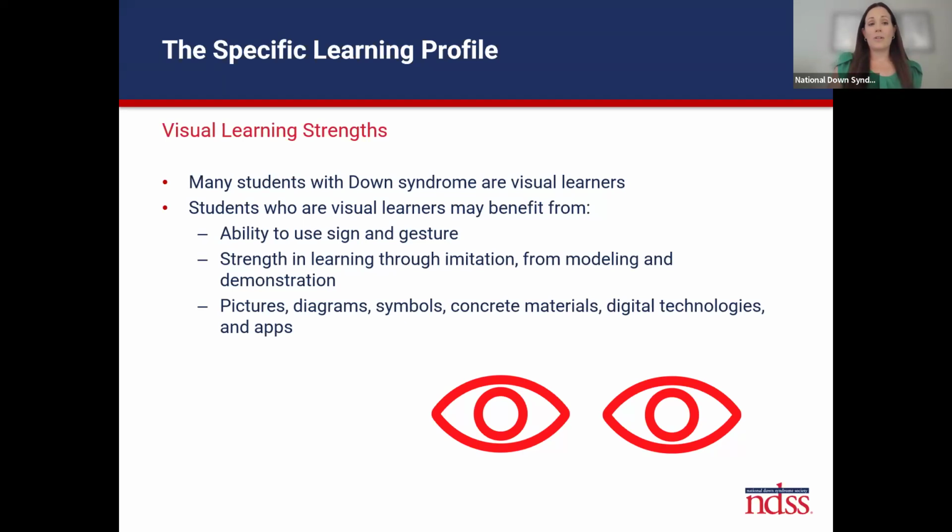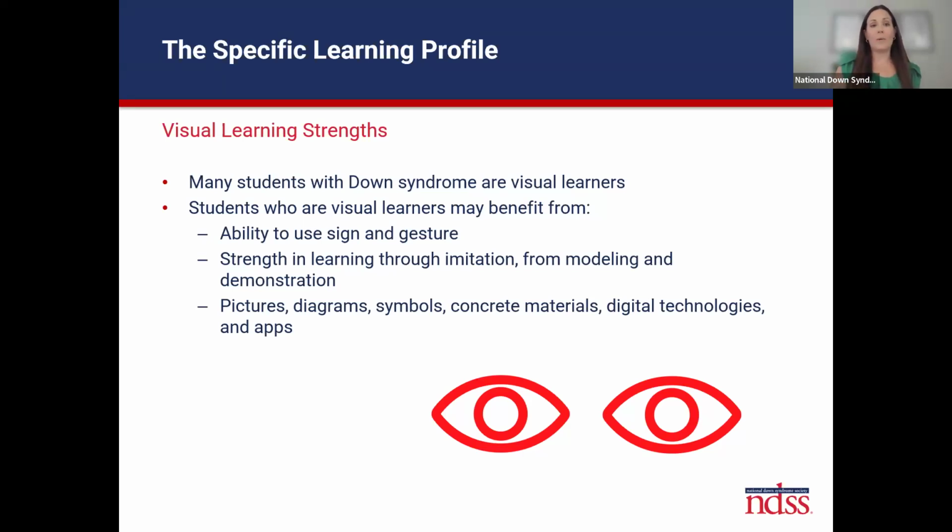Also, visual schedules are so valuable for most students, not just students with Down syndrome, but many, many students benefit from a visual schedule. And a visual schedule also can be something just as simple as a list. If you have a high schooler, you could just have their schedule printed out with the time, and it could be a checklist or a cross-off list.